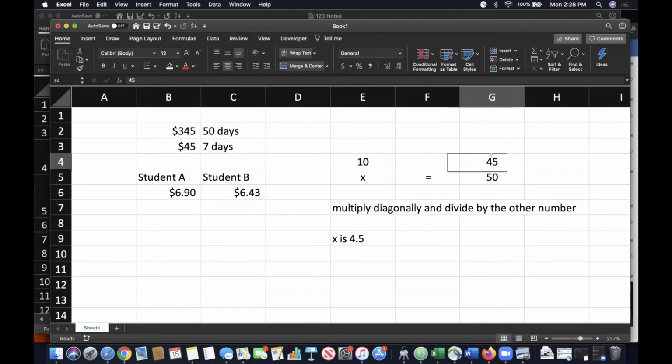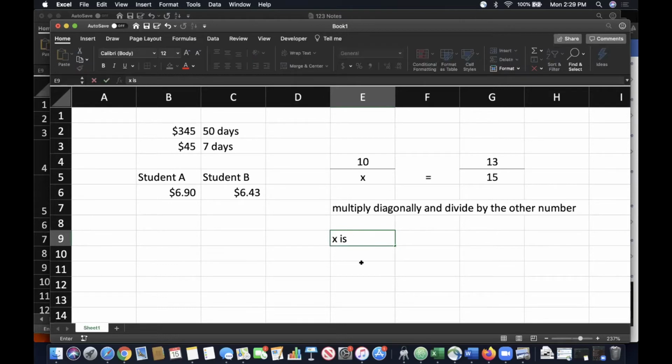So maybe my x is down here. That doesn't matter. I can still solve this problem, right? By multiplying diagonally and then dividing by the other number. Go ahead and do that one. I think this answer is not going to be as nice. So let's just say we'll round to one decimal place.